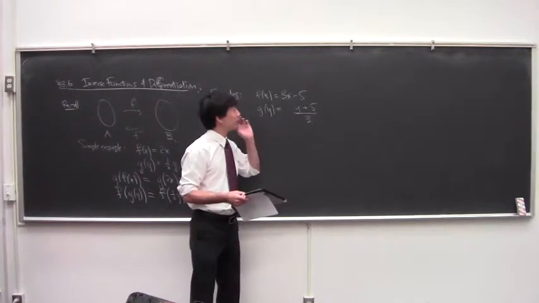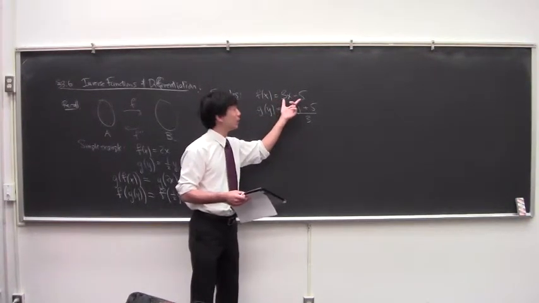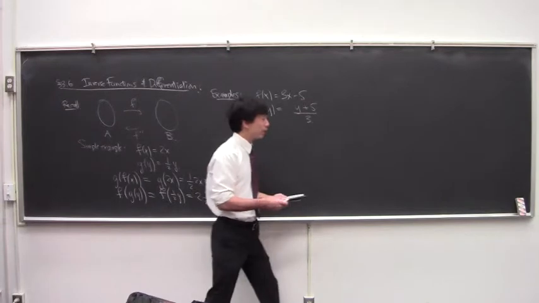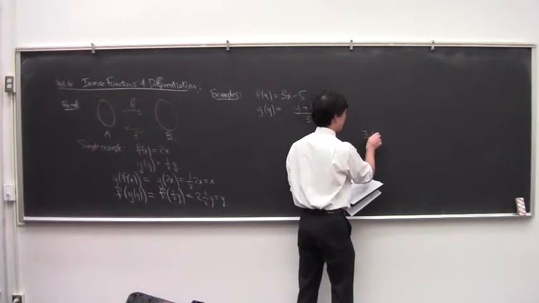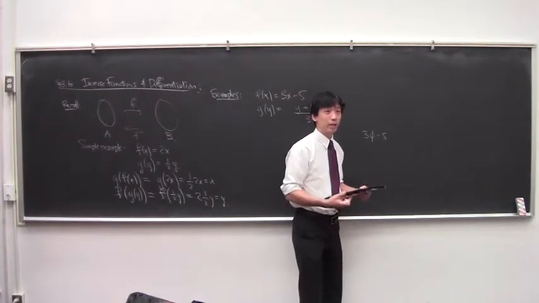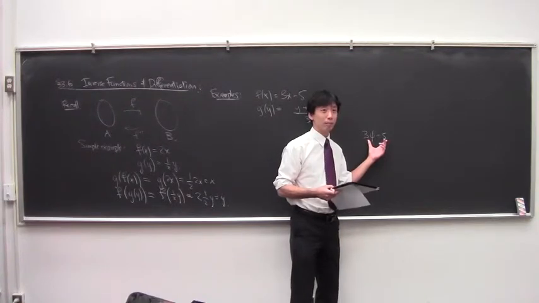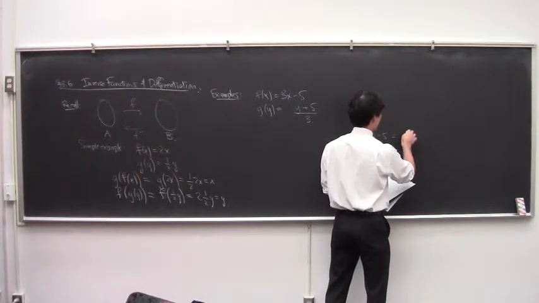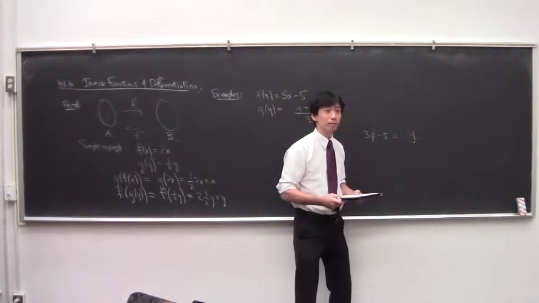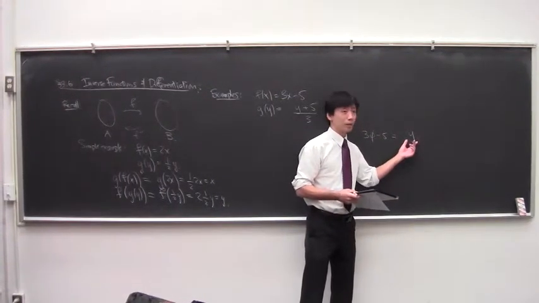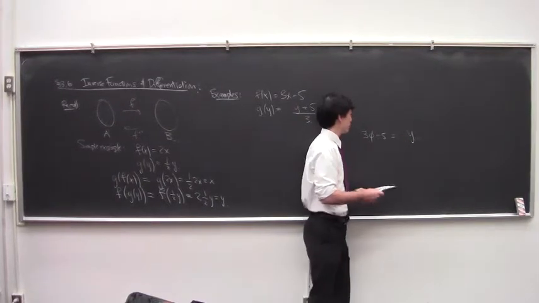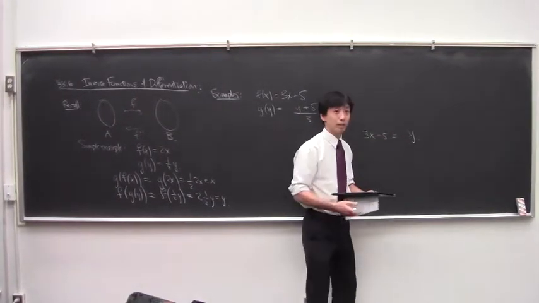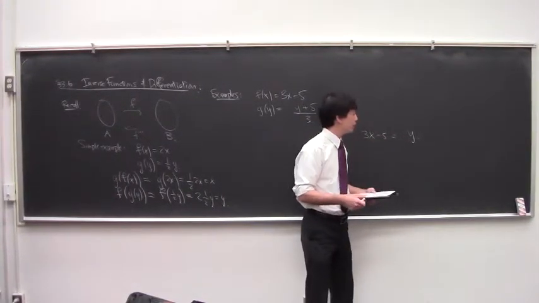Yeah, it does. But think about somebody. Suppose somebody gives you something, and secretly it's 3 of something minus 5. They give you this thing. We call it y. And they say, we'd like you to get back to the original x. Well, how would you do it?